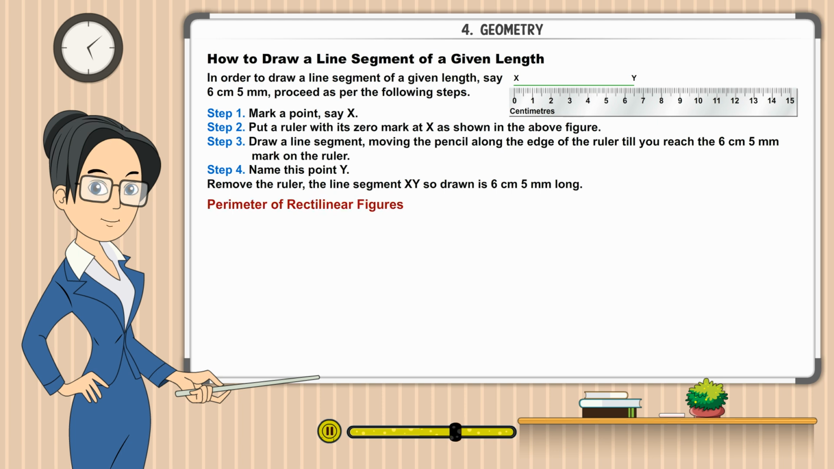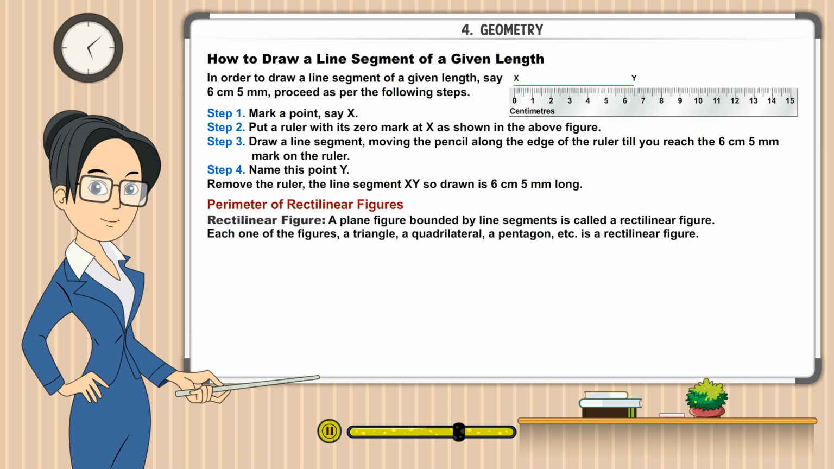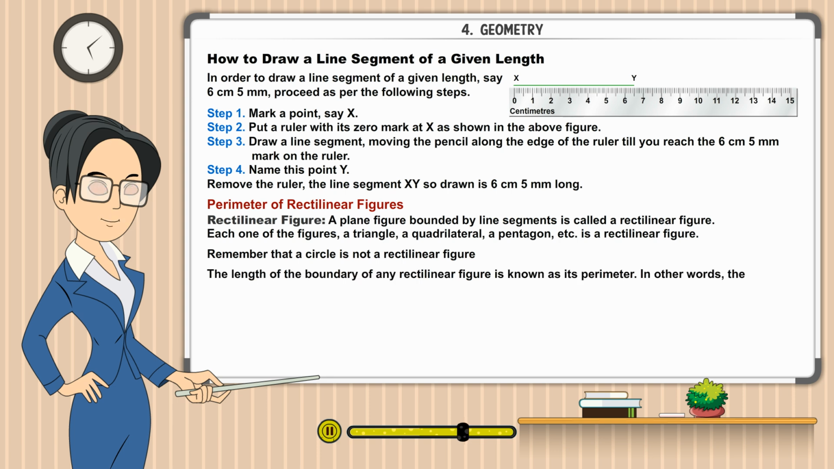Perimeter of rectilinear figures. Rectilinear figure. A plane figure bounded by line segments is called a rectilinear figure. Each one of the figures, a triangle, a quadrilateral, a pentagon, etc. is a rectilinear figure. Remember that a circle is not a rectilinear figure. The length of the boundary of any rectilinear figure is known as its perimeter. In other words, the perimeter is the sum of all the sides of a rectilinear figure.